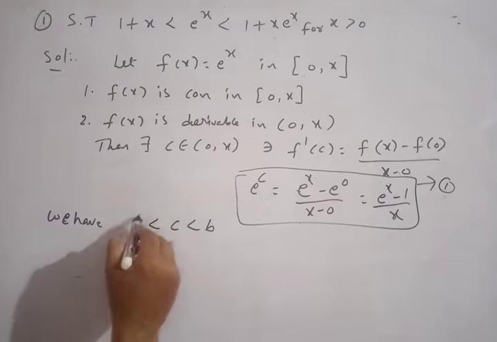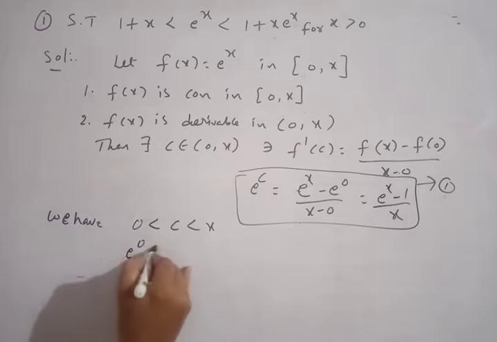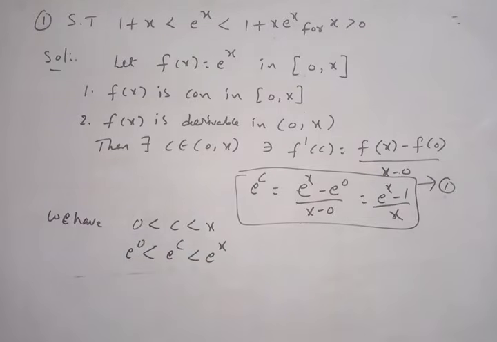A is 0, no? 0. And what is b here? X. So e power 0 is less than e power c is less than e power x. Correct? E power 0 is how much? 1 is less than e power c. What is e power c value?